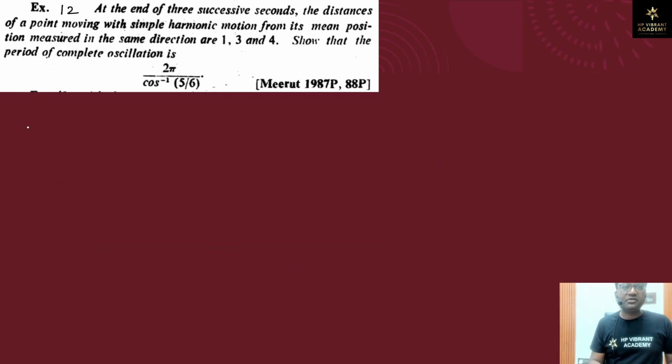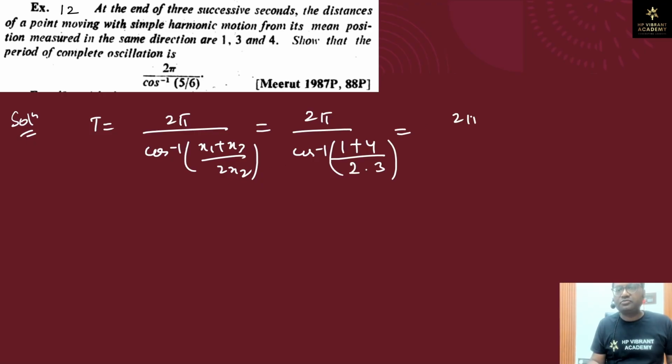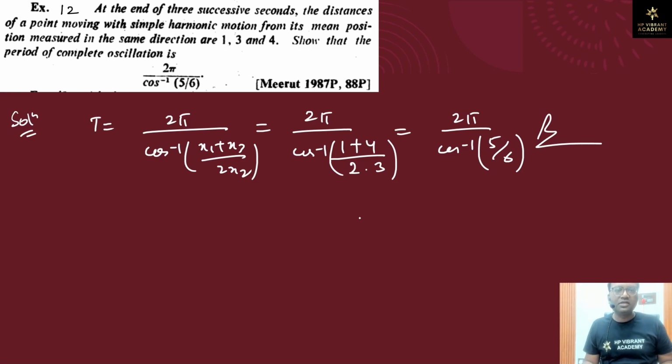Now let us see how we can solve question number 12. This is similar to the previous question's solution. We have time period is equal to 2 pi upon cos inverse of x1 plus x3 upon 2x2. This is equal to 2 pi upon cos inverse of (x1 is 1 plus x3 is 4) upon 2 into 3, which is 2 pi upon cos inverse of 5 upon 6. This is the answer. So we have discussed up to question number 12. We will discuss further questions in the next lecture. Thank you.